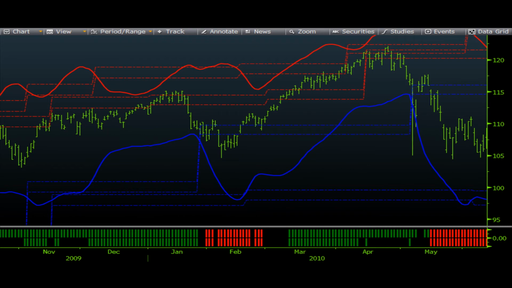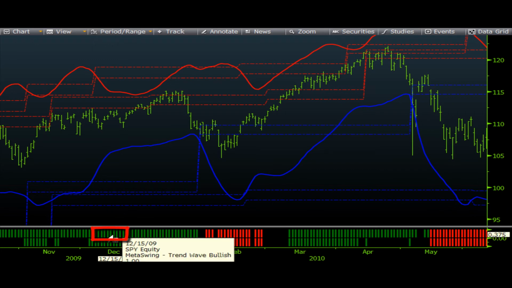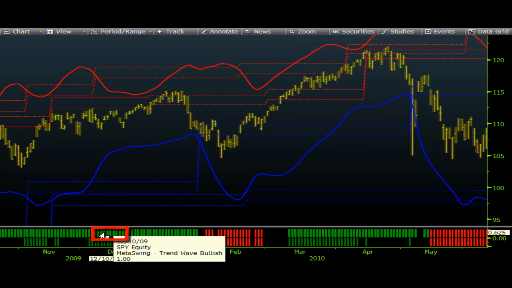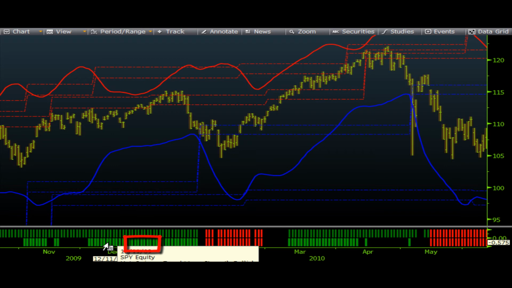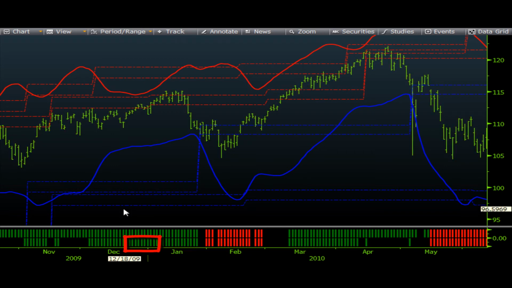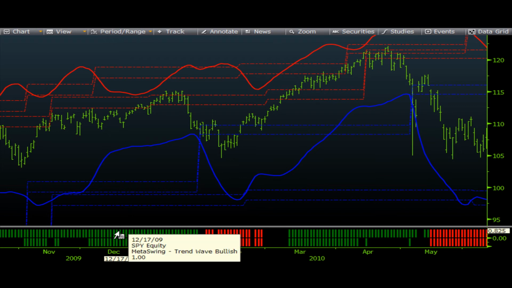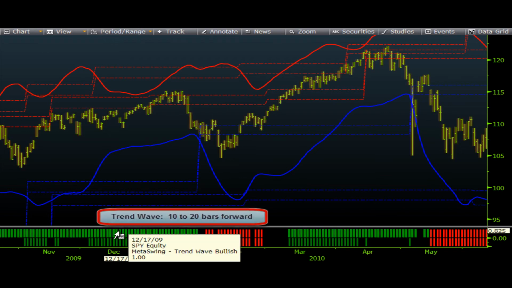Let's begin our look at the trend wave with a daily chart of the S&P 500 ETF SPY. Here, again, at the bottom, this is your trend indication, green for bullish, red for bearish, and beneath it is a trend strength component. The general guideline for use is that the trend component is good for looking into the future for 10 to 20 bars.